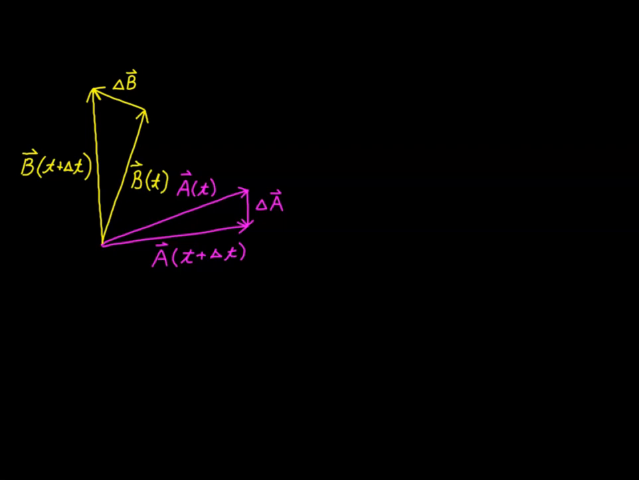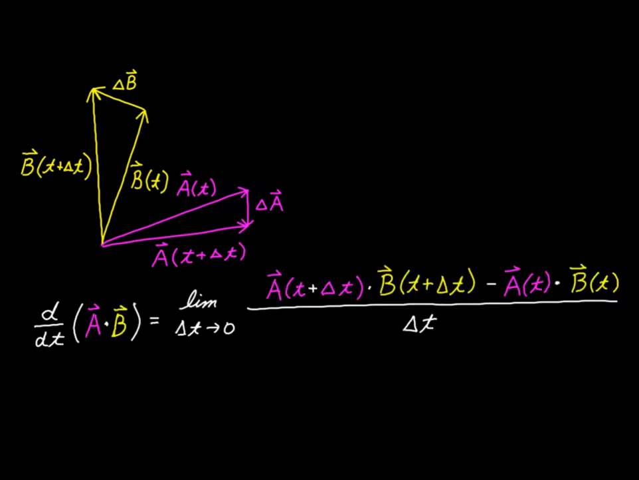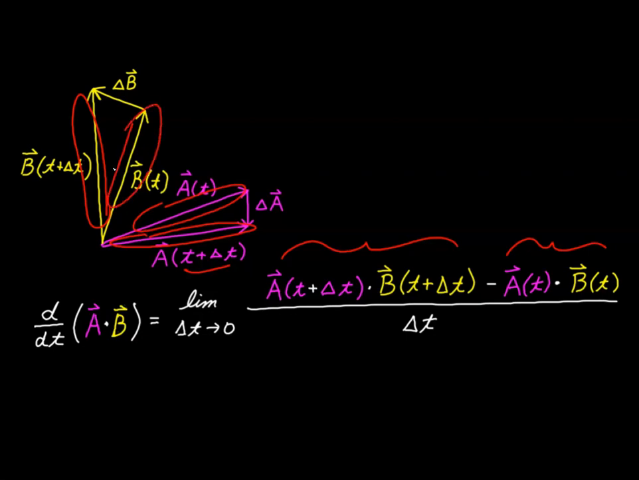Now to take the derivative of the dot product of A and B, we'll employ our customary definition of the derivative. Looks like this. When the argument is equal to t plus delta t, then the dot product will look like this. We're talking about the dot product between this vector and this one. And the dot product of A and B when the argument is equal to t is this. That's the dot product of this guy and this one.